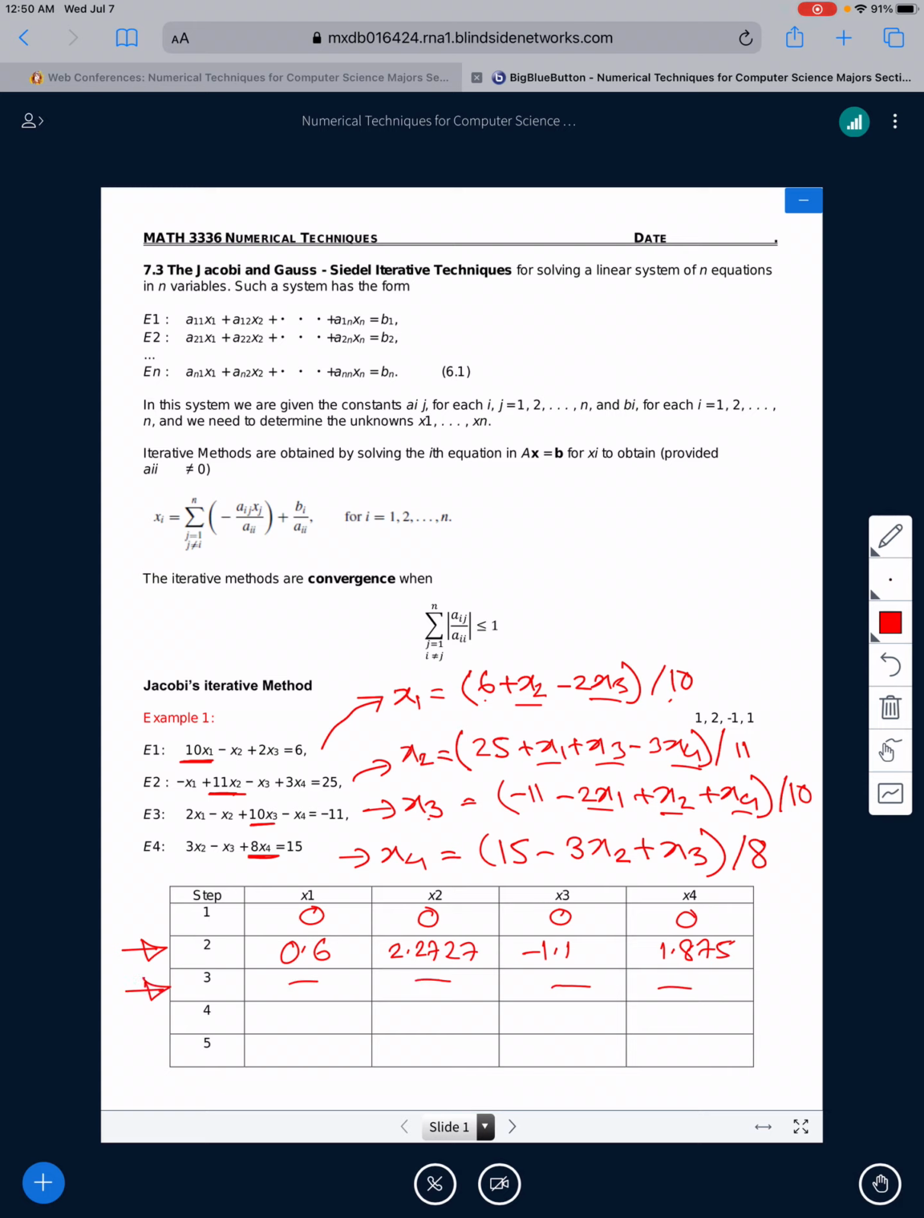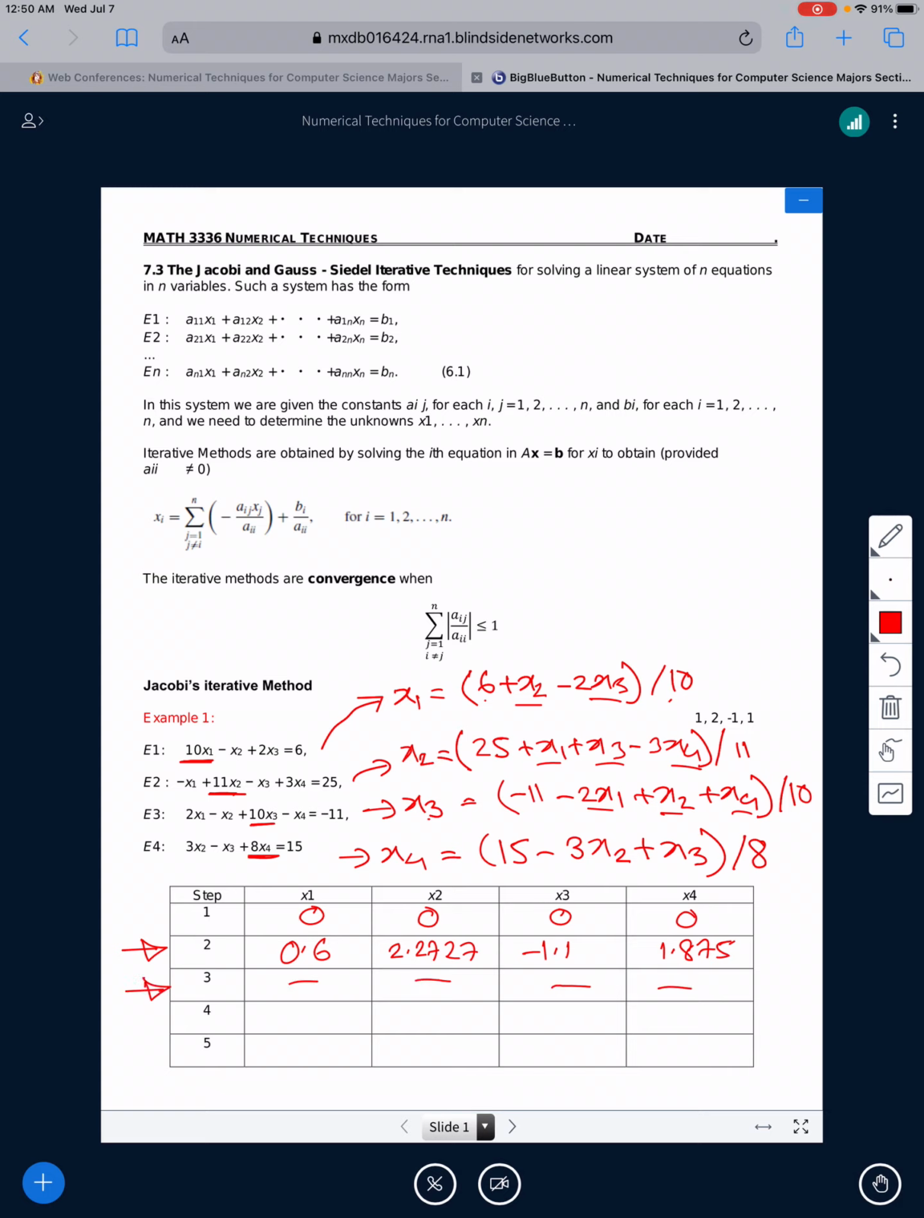The same way, the coefficients of the variables: 1 divided by 11 plus 1 divided by 11 plus 3 divided by 11, which is less than 1. We are taking the absolute value, so the coefficient will always be positive. Then 2 divided by 10 plus 1 divided by 10 plus 1 divided by 10.